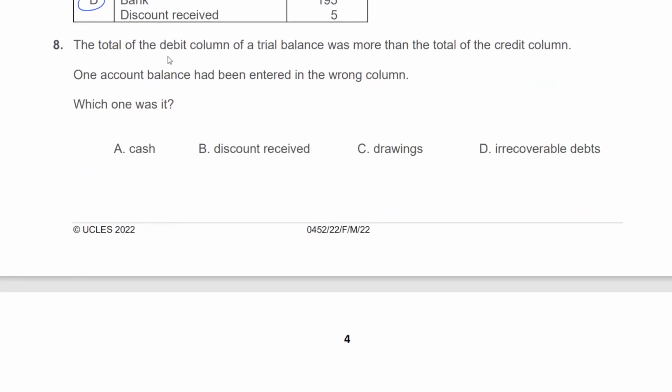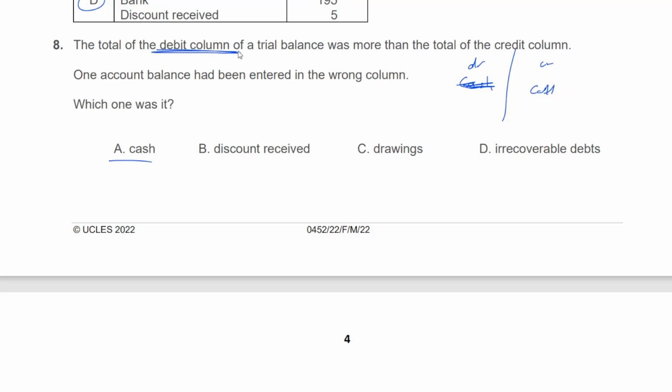The total of the debit column of a trial balance was more than the total of the credit column. Okay, so the debit side is bigger than the credit side. All right, which one of these things was entered in the wrong column? Which one can it be? Well, cash. Can it be in the wrong column and make the debit side bigger? Cash goes here anyway, right? So if we mess it up and put cash over here, it's going to overstate the credit side, not the debit side.